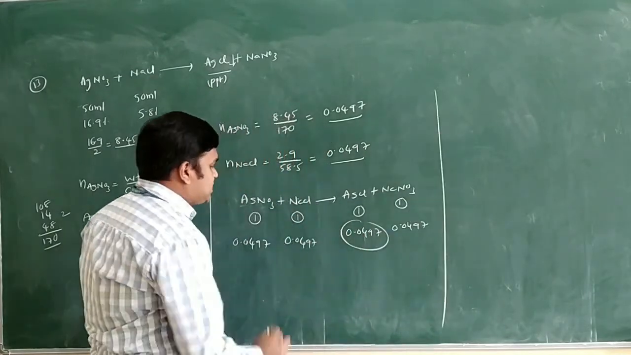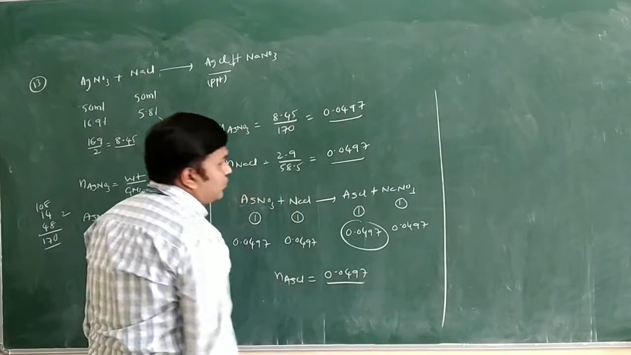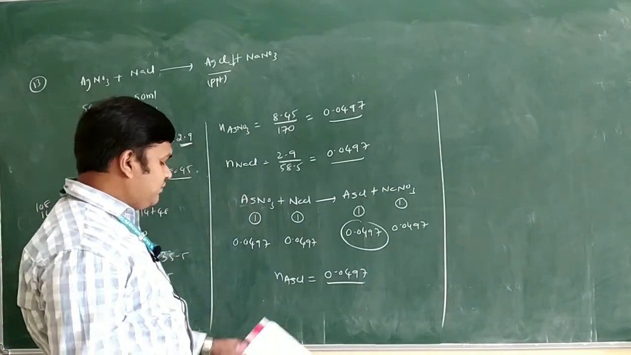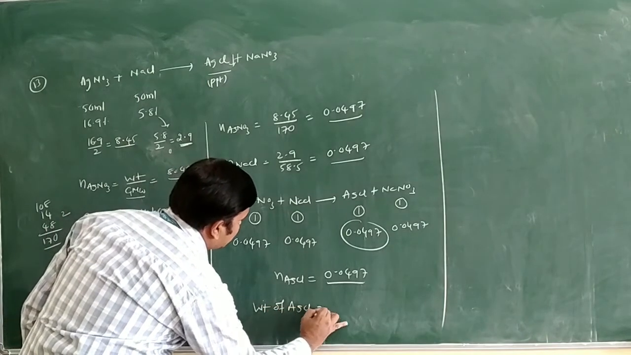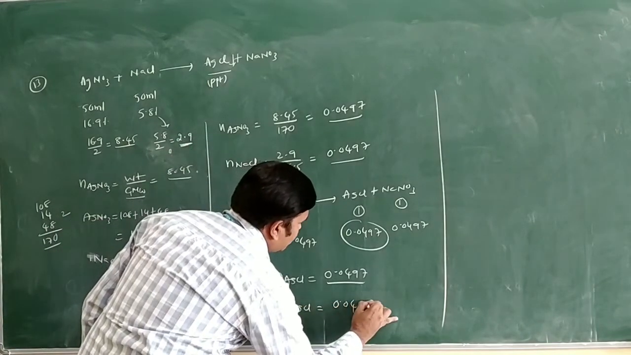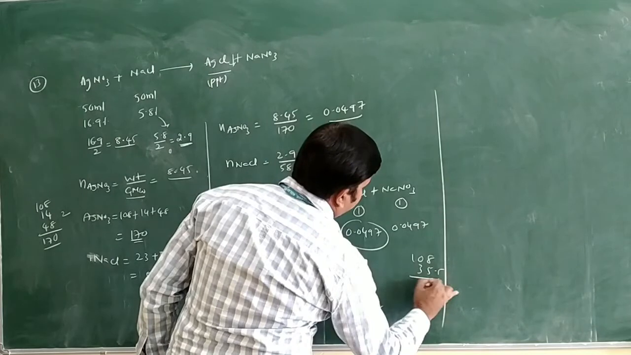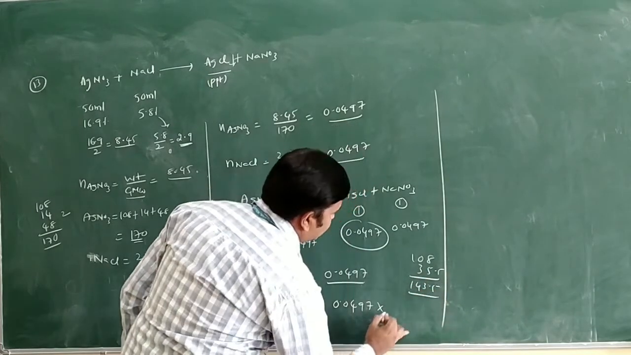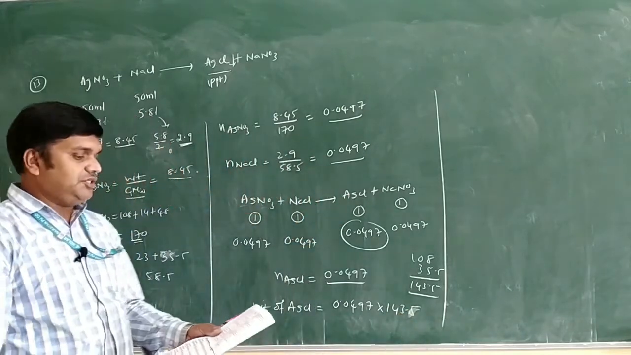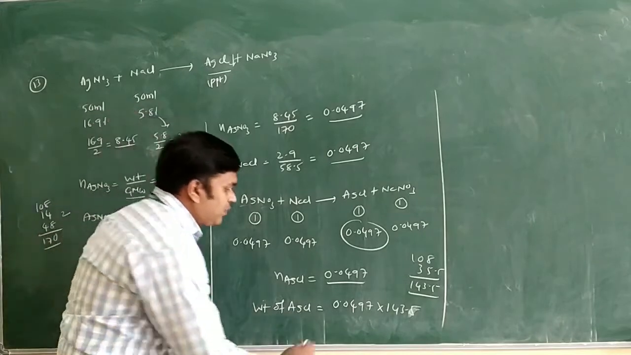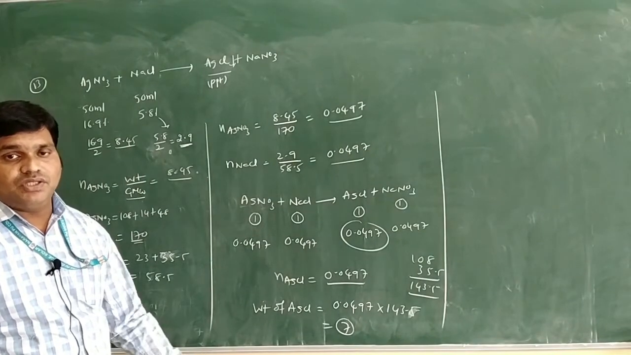Number of moles of HCl is equal to 0.0497. But what are they asking? They are asking the weight of AgCl only. Now the weight of AgCl is equal to 0.0497 into the molecular weight. For silver we have 108, chlorine we have 35.5, so you will get 143.5 only. So 0.0497 into 143.5, you will get approximately 7. So approximately you will get 7.